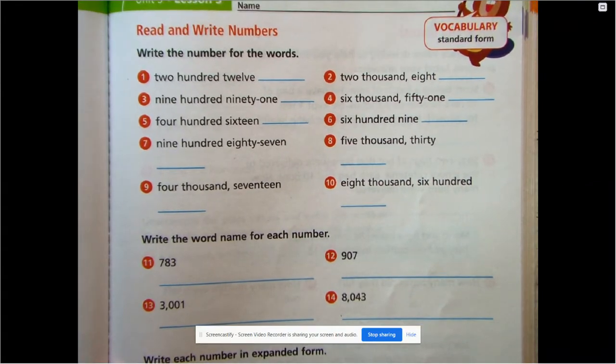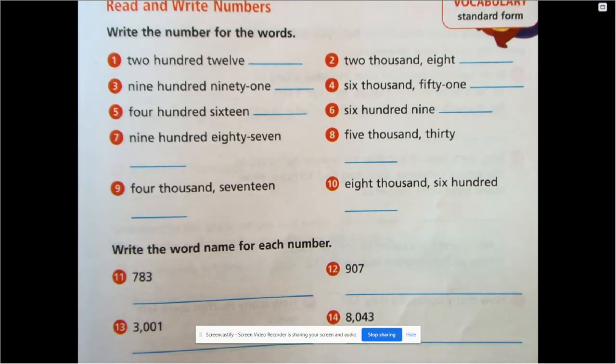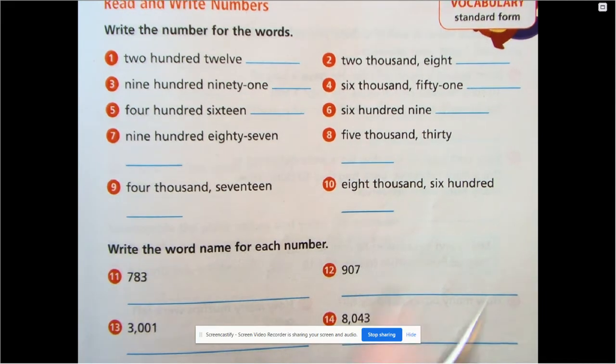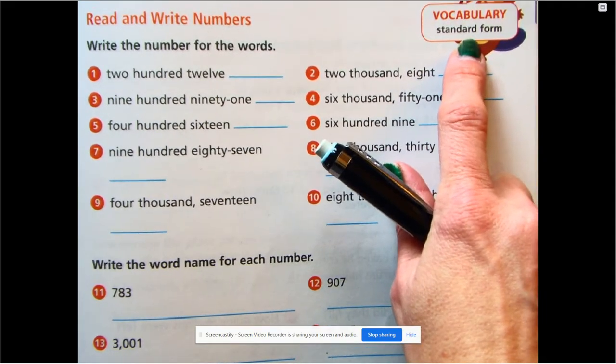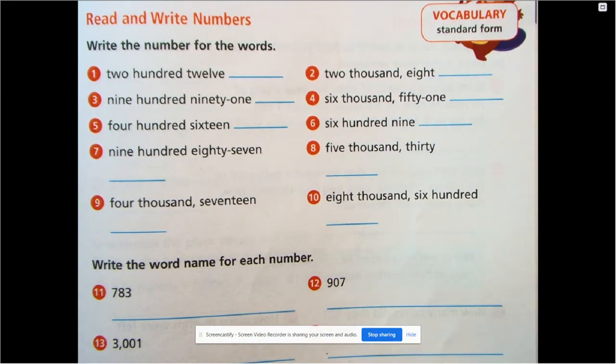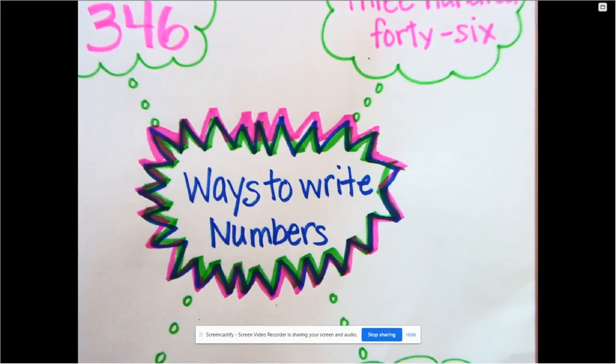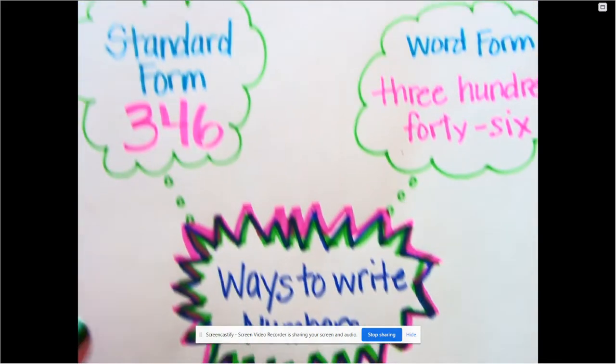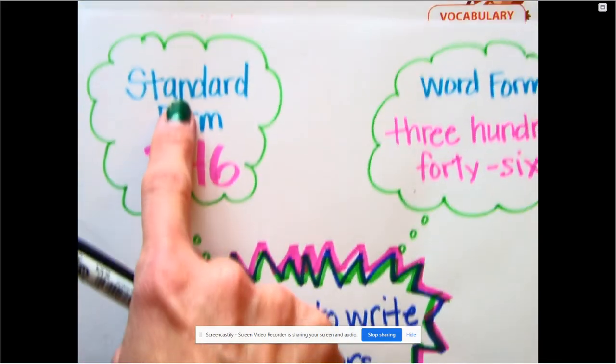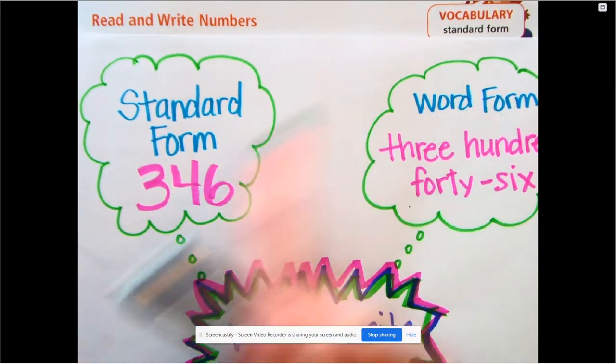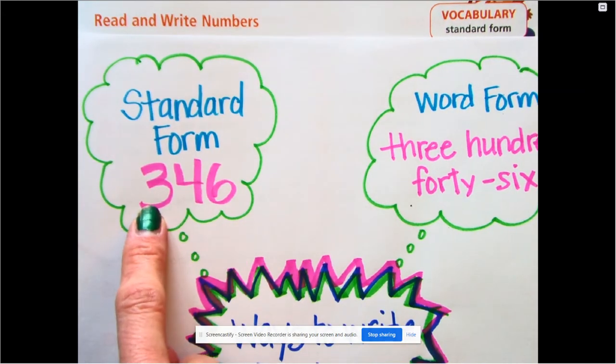Welcome back, third graders. We're going to do a little bit more with reading and writing numbers today. We're going to focus on this vocabulary phrase here, standard form. And if you remember, yesterday, or maybe even Monday, I don't remember which day it was, I showed you this poster of different ways to write numbers, right? Here's standard form, which is what it said right here in this vocabulary box. That's just the regular way we're used to writing a number.